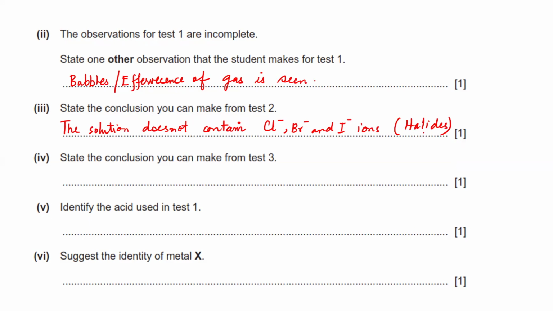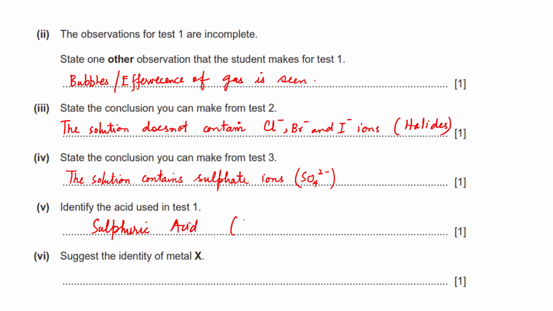Okay. State the conclusion you can make from test three. So from test three, you can say it's a test for the sulfate ion, or the anion. You can say the solution contains sulfate ions, SO4 2 negative. Okay. Solution contains sulfate ions. Then it says identify the acid used. So we all know the sulfate is coming from sulfuric acid, or you can write H2SO4.